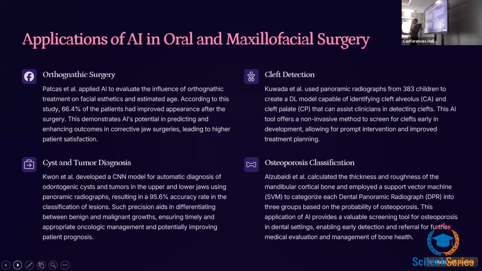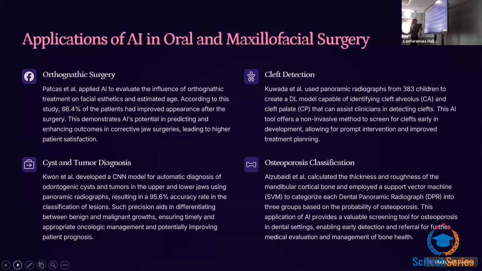Another area is classifying osteoporosis. Osteoporosis can be detected by computers by assessing the density of the bone on the OPG, which is hard for the naked eye to do. But with the help of modern algorithms and technology, computers can easily assess the level of bone density on OPG.